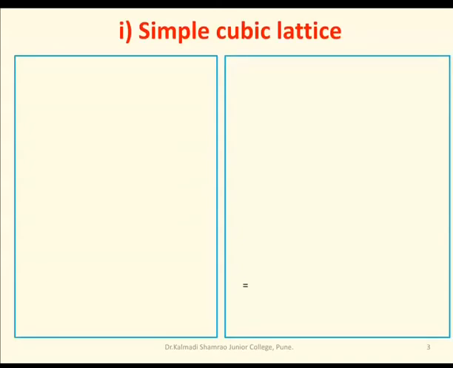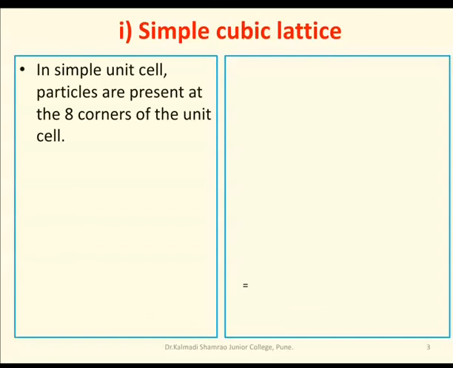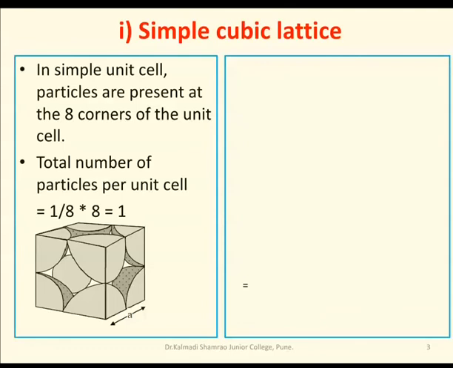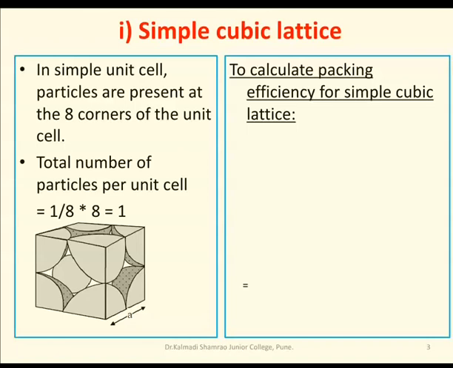Let us now calculate the packing efficiency of metal crystal in simple cubic lattice. In simple unit cell, particles are present at the 8 corners of the unit cell. Total number of particles per unit cell is equal to 1 upon 8 multiplied by 8, that is equal to 1. As shown in the figure, the distance from one end of the cube to another end is a, that is the edge length. To calculate the packing efficiency for simple cubic lattice, first we will take the step radius of sphere.